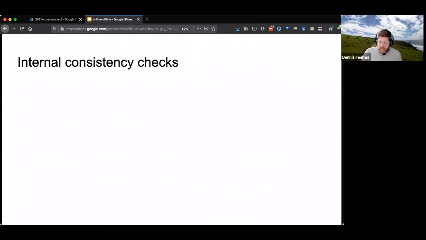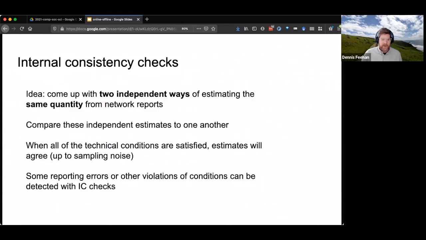But how can we make a little bit more progress on really understanding whether one of these ties is producing more accurate information than the other? That's the basis for these internal consistency checks. And the idea here is to come up with 2 independent ways to estimate the same quantity from these network reports, and then to compare these independent estimates to one another. If all of the assumptions that we've made are satisfied, then we would expect these 2 estimates to agree up to sampling noise. But if these assumptions are violated, then that may result in these internal consistency checks not agreeing.